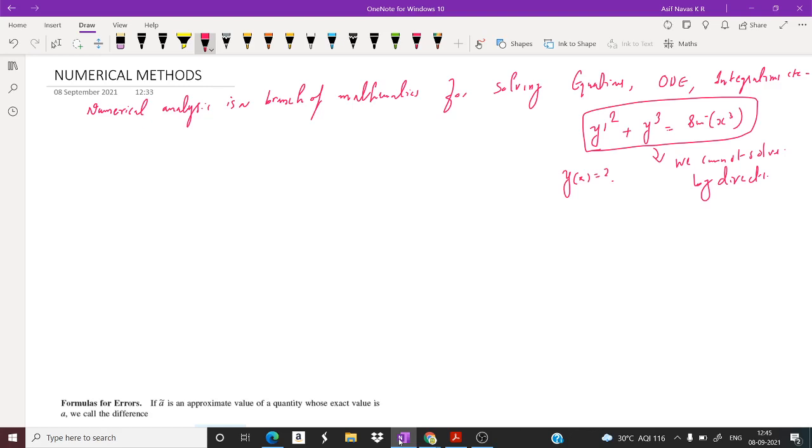So in this case, what we will do is use some numerical techniques and find an approximated solution y of x for this differential equation or any other kind of equations. Some equations are difficult to solve, so we will find an approximated solution. By numerical techniques, we will get an approximated solution, so there might be error.